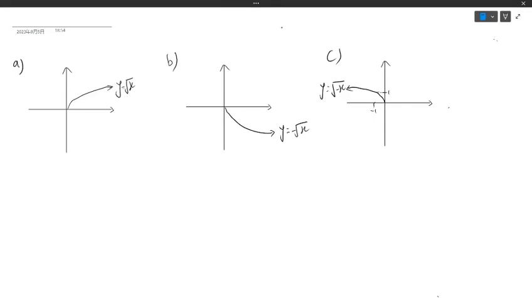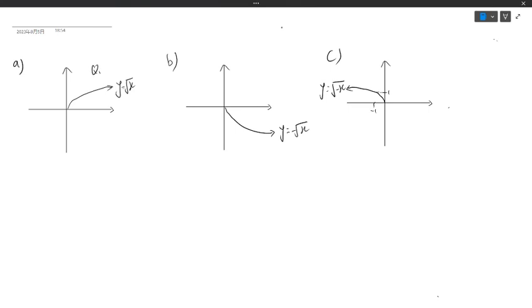Now I want to discuss the square root function. This is the square root function that we always use. The first one is y equals square root of x. When y equals square root of x, the shape of the graph goes through quadrant one.